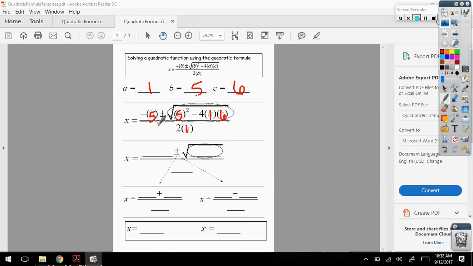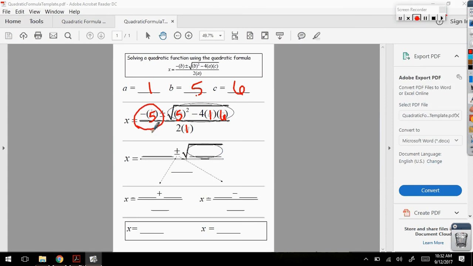All right. Negative 5 is negative 5, yes? Now look at the radical. It's telling you to do everything under the radical. So in other words, what is 5 squared? 25. Minus 4 times 1 times 6 is 24. Does that confuse anybody? Where are you lost? Nowhere. Do you see where the 5 squared came from? 5 times 5, yeah. And then minus 4 times 1 times 6 is 24.